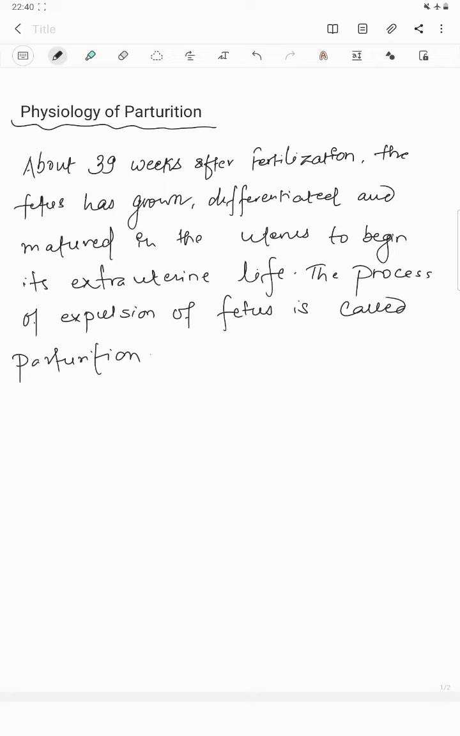Physiology. Today our topic is physiology of parturition. What is parturition?